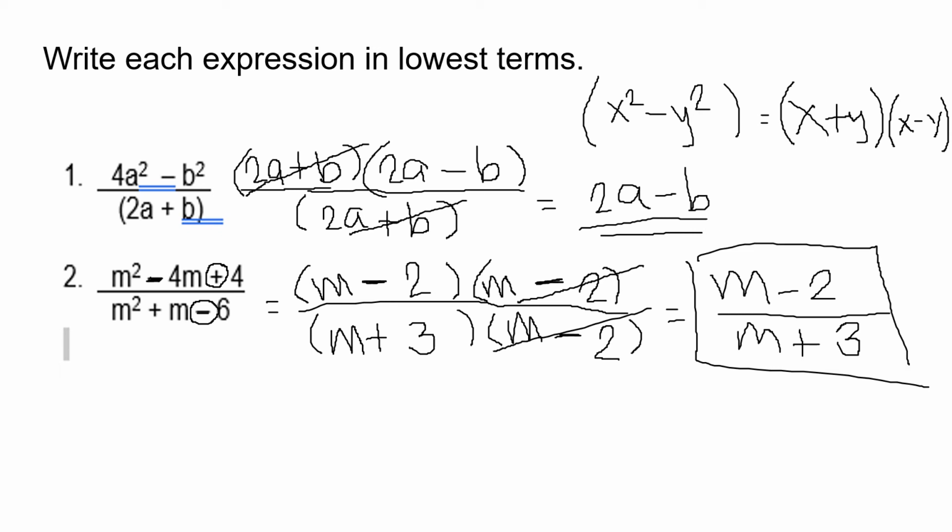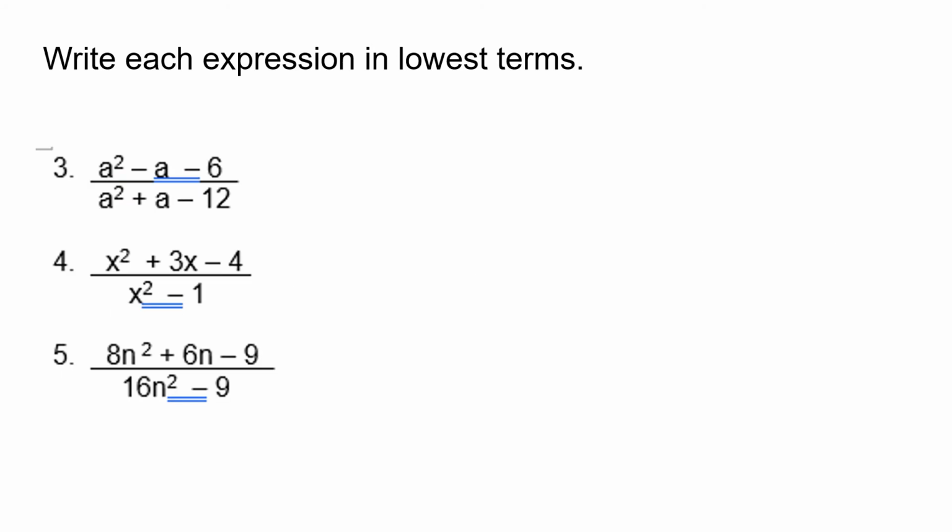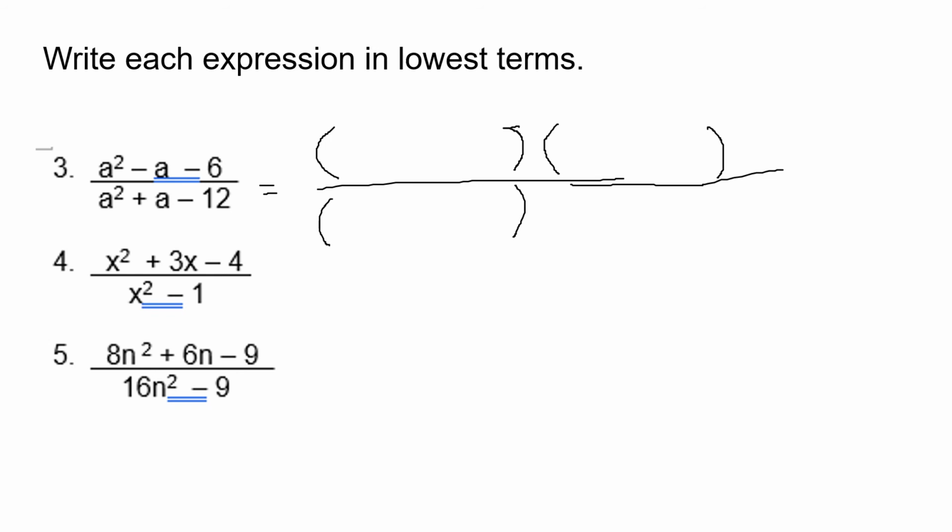So, ito na yung ating lowest term. At galing. Next, number 3. Same lang din yung procedure na gagawin natin. Gagawa tayo ng dalawang open and close parenthesis sa numerator at sa denominator. Then, factor na natin. Again, negative ang sign ng ating last term.